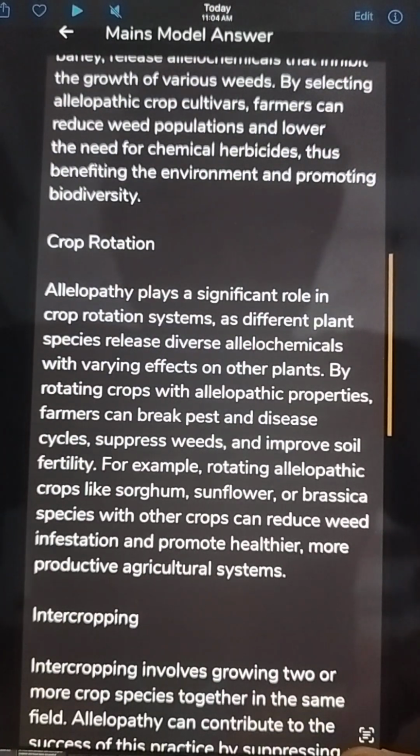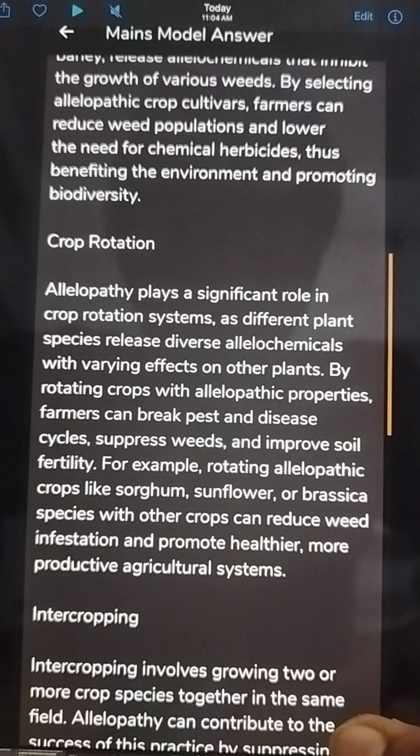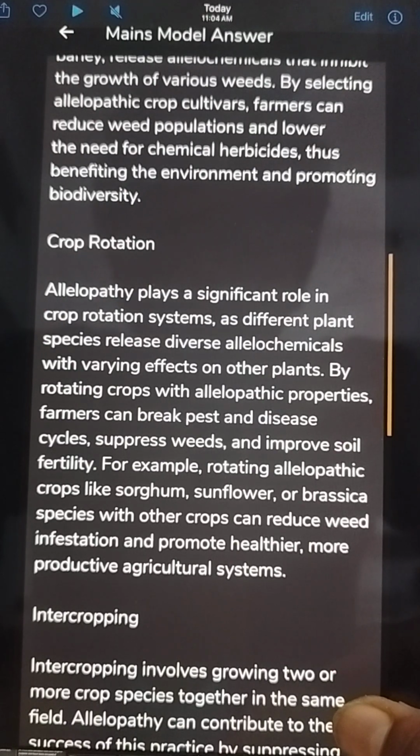Allelopathy plays a significant role in crop rotation systems as different plant species release diverse allelochemicals with varying effects on other plants. By rotating crops with allelopathic properties, farmers can break pest and disease cycles, suppress weeds, and improve soil fertility. For example, rotating allelopathic crops like sorghum, sunflower, and brassica species with other crops can reduce weed infestations and promote healthier, more productive agriculture systems.